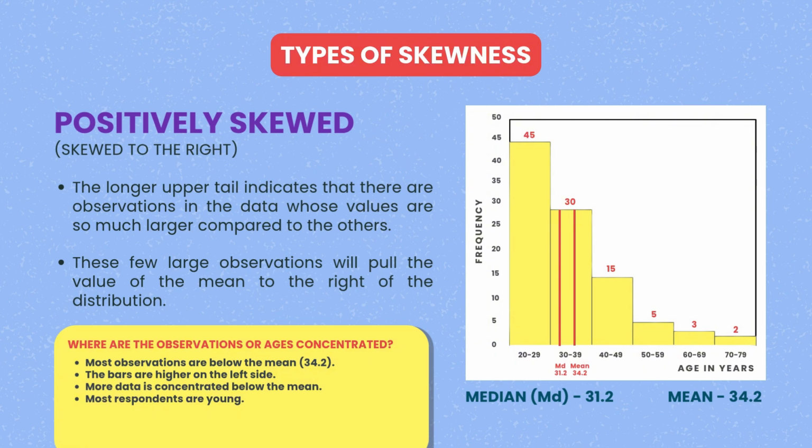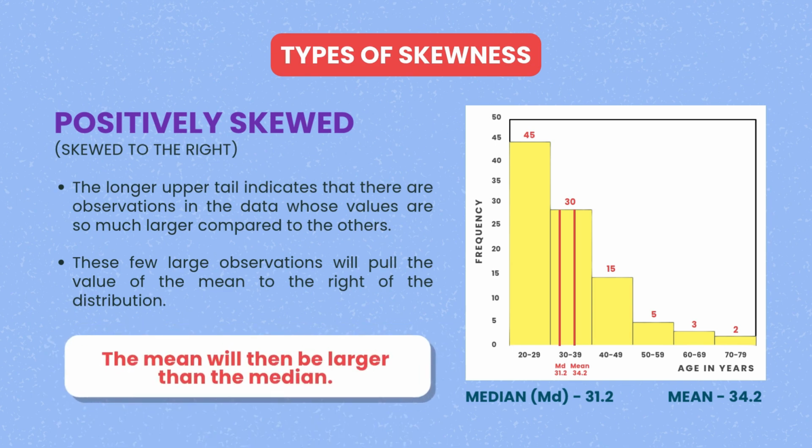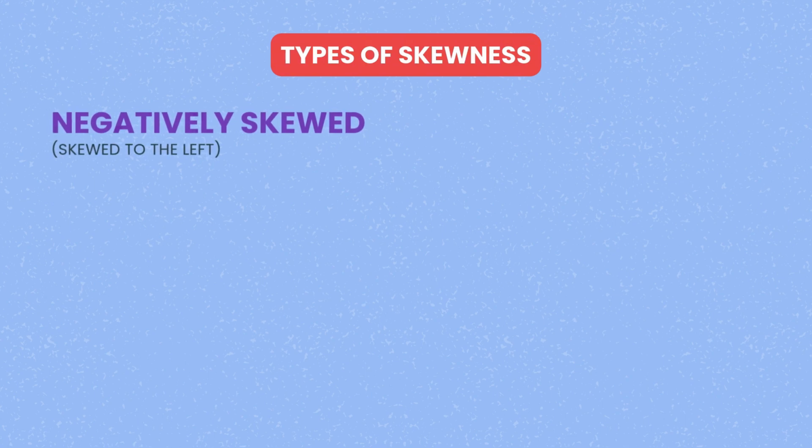There are some respondents that are old but very few. And these few high observations, which we consider as extreme values, pull the value of the mean and make the distribution skewed to the right. Take note, in a positively skewed distribution, the mean will be larger than the median. Let's have the negatively skewed distribution.